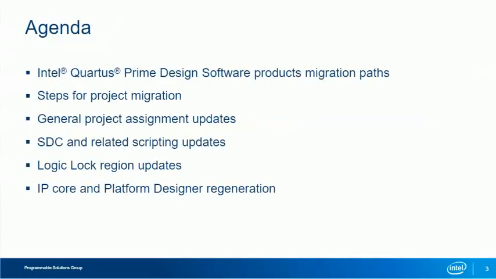Here's the agenda for this training. We'll start with a look at the migration paths that are available to you. Then we'll look at the basic steps involved before looking at the detailed steps for performing a migration. The detailed steps can be organized into 4 general categories: general project assignment adjustments, timing constraint and related scripting, logic lock assignment changes, and IP core and Platform Designer system regeneration.